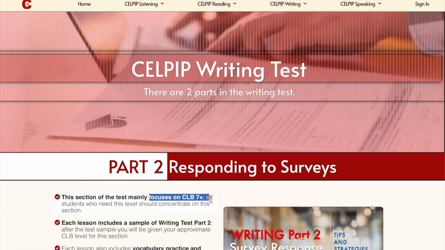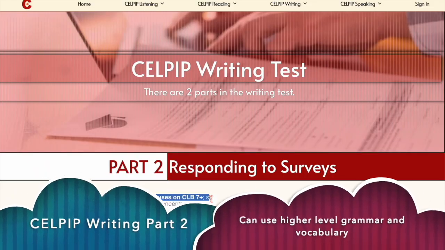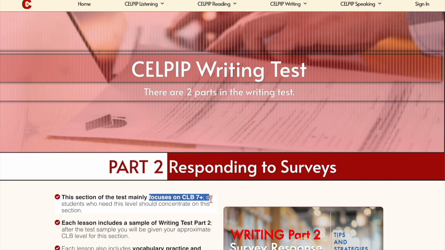Also, in this part, you can demonstrate your language skills more because you can use higher level grammar structures and even higher level vocabulary than in Part 1. So CLB 7 or higher, you need to demonstrate your knowledge more in this part than in Part 1.